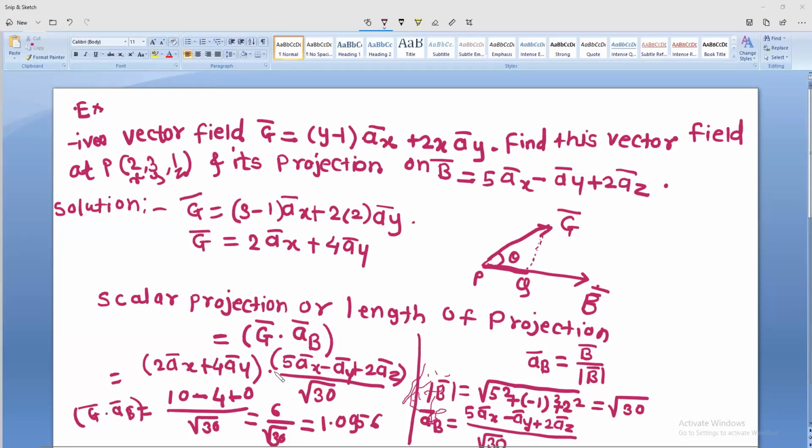Now just put vector G bar and take the dot product with unit vector A bar B. And dot product is a scalar quantity. So 2 into 5 is 10 and 4 into minus 1 is minus 4 and plus the z term is 0 here, so 2 into 0 is 0, and divided by root 30. So it is 6 by root 30, which is 1.0956. Okay, and this is the answer.